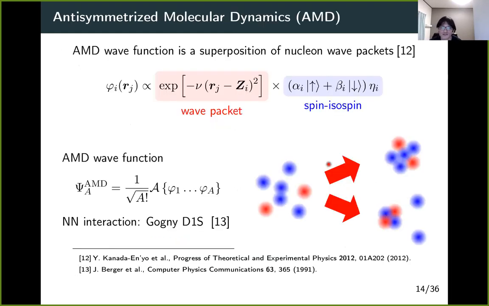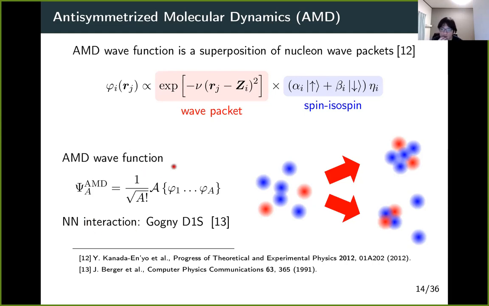Let me just briefly explain the AMD framework. This is a microscopic wave function, a superposition of nucleon wave packets described by a Gaussian form, and also the spin-isospin part. The AMD wave function is a Slater determinant of these nucleon wave packets, with an interaction.